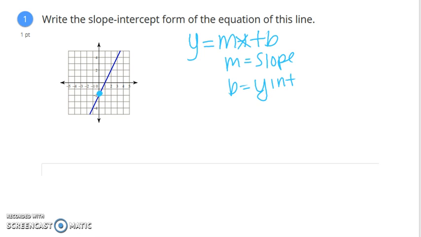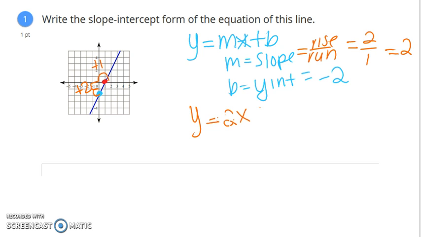My y-intercept is where this graph crosses y, and it crosses y at -2. My slope is found when I find another coordinate on this line. So if I look right here, there's a coordinate. I can calculate my slope by doing rise over run. My rise is 2, my run is 1. So my slope is 2 over 1, which is 2. We can then just take that information and plug it in. So y equals 2x minus 2.